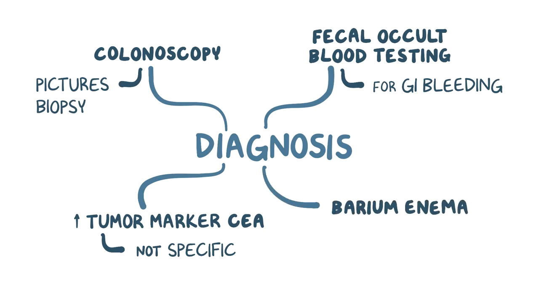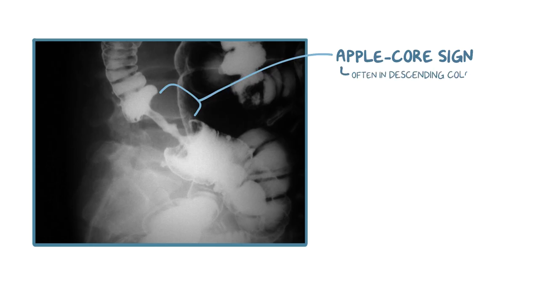A barium enema can be useful as well, and that's where a liquid is injected into the rectum through a small tube, and an X-ray is taken to look for abnormalities in the large intestines. On a barium enema, a classic sign of colorectal cancer is the apple core sign, which shows the constriction of the lumen, most often in the descending colon.